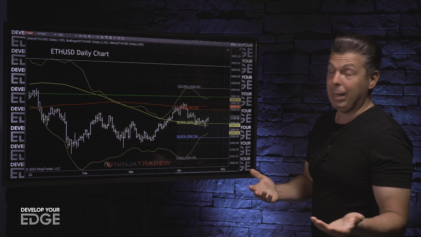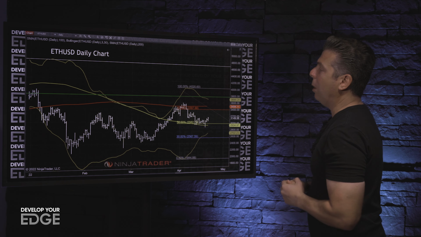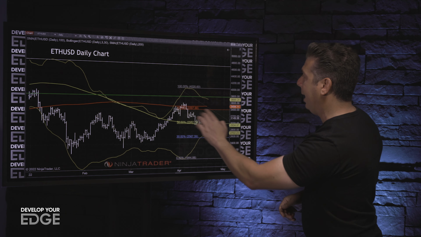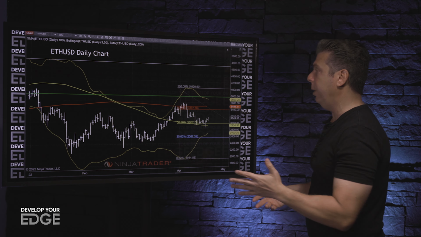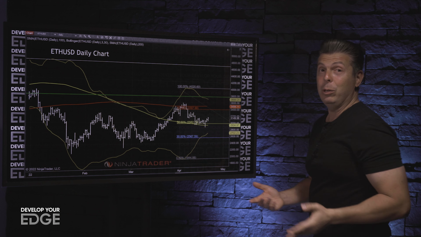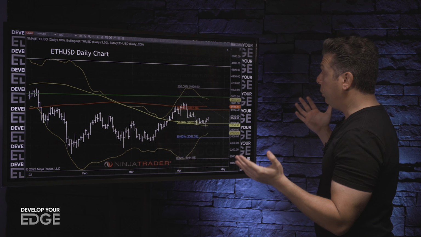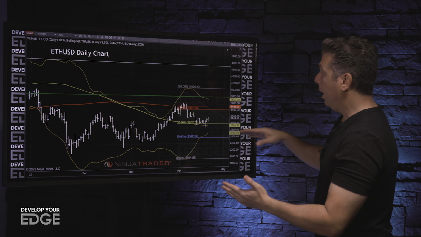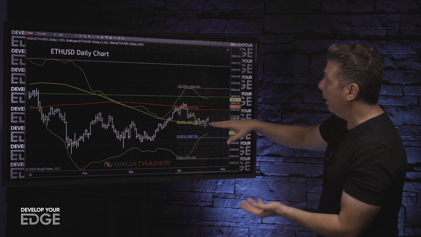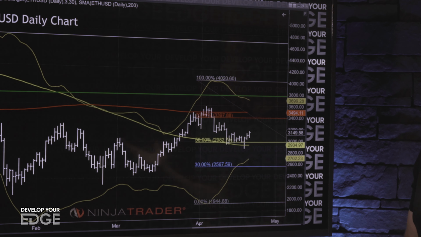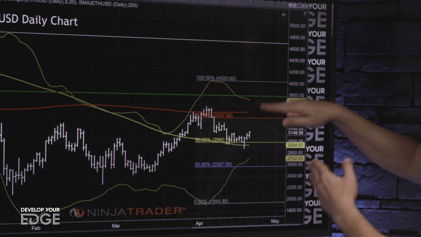Now, what are going to be my targets? Well, what I also thought was interesting is my 70% line comes in right around 3,400. And that's right around where the 200-day moving average is. So in the short term, what I'm looking at is if we hold this 3,000 area, go up to 3,400, I'll probably trim some of my position, wait to see what it does.